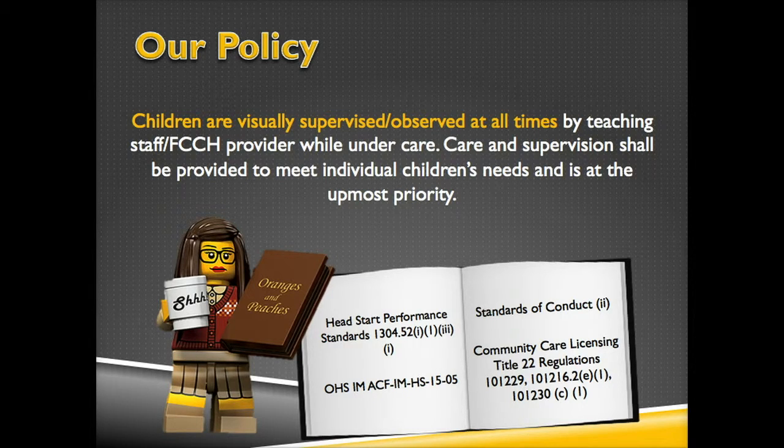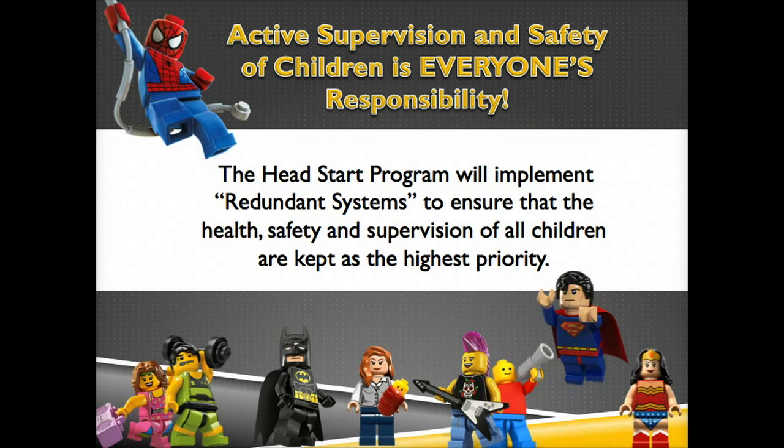Let's first discuss our policy. Children are visually supervised, observed at all times by teaching staff or family child care home providers while under their care. Care and supervision shall be provided to meet individual children's needs and is of the utmost priority. Active supervision and safety of children is everyone's responsibility. The Head Start program will implement redundant systems to ensure that the health, safety, and supervision of all children are kept as the highest priority.